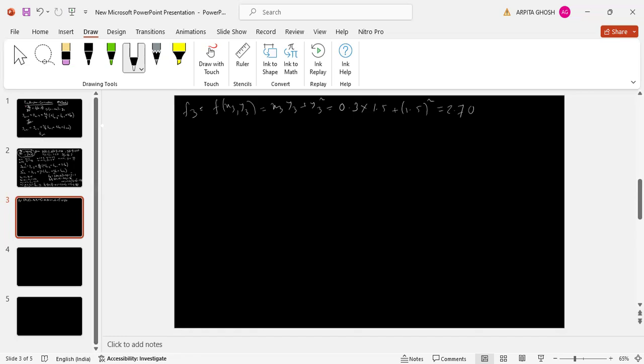Now let us put it in the formula. First we are putting n equal to 3 in the predictor formula. What was the formula, let me write it once again: y(n+1) predicted equal to y(n-3) plus 4h by 3 into 2f(n-2) minus f(n-1) plus 2 into f(n).